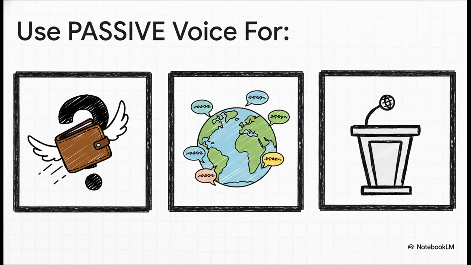You should use it when you don't know who did the action, like my wallet was stolen. We don't know who did it, so the focus is on the wallet. Or you use it when the doer just isn't that important. Think about English is spoken worldwide. Who speaks it? Millions of people.